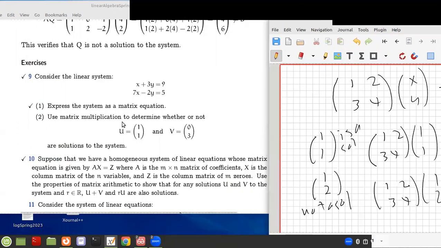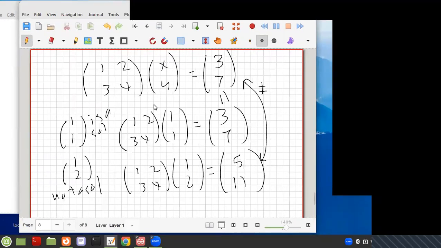That's the second part here. So we did 1, 1, and you just ask, is this a solution? You just plugged it into the matrix equation here, did the product, and then compared this product with the right-hand side. In this first case, they were equal, but in the second case, they weren't equal. So 1, 2 is not a solution, and 1, 1 is a solution.